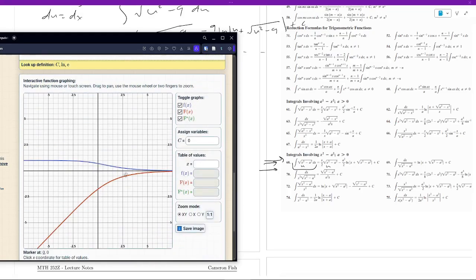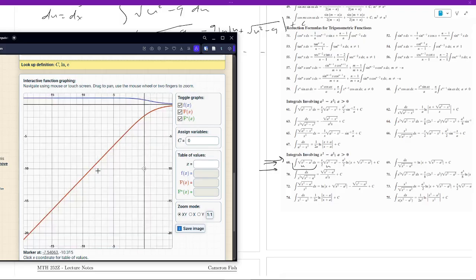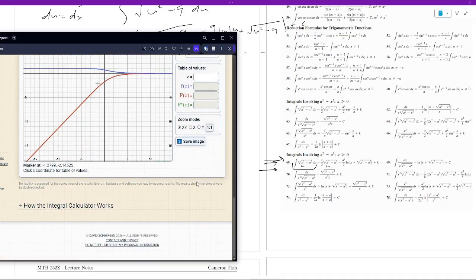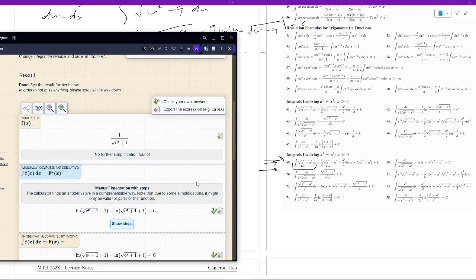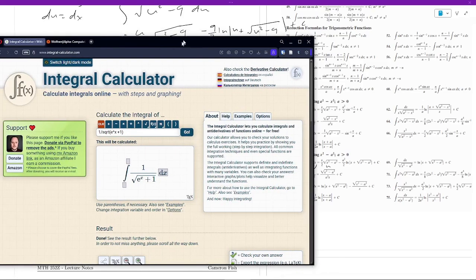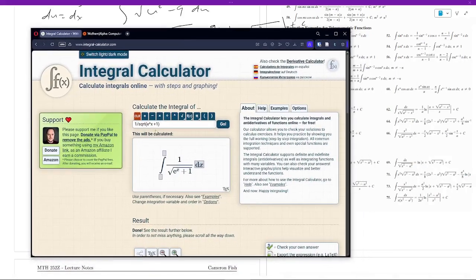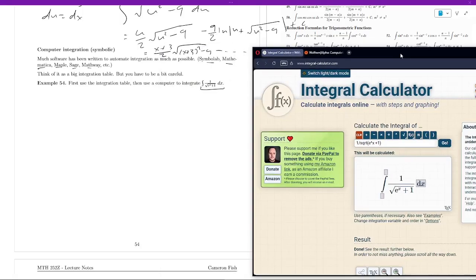They also have a nice graph. This blue is the original function. This red one is the antiderivative we found. So if you need to graph it for some reason, that's sort of interesting. Okay, so yeah, that's using math software. There's lots of them. This one's pretty accessible. So yeah, this one might be in the table somewhere if we substitute, but we'd have to play with it just like we did that other example.